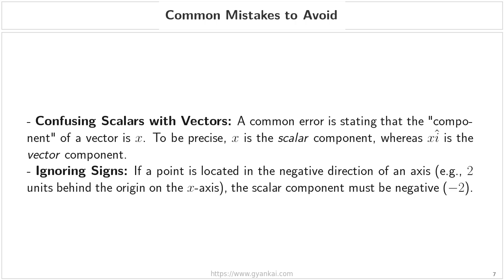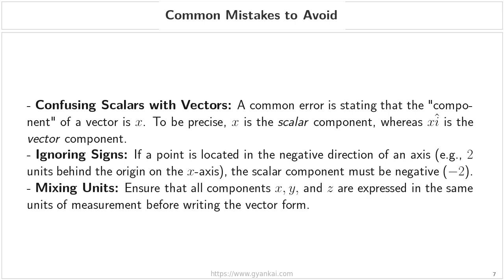Forgetting that negative sign will change the entire direction of your vector, which would lead to a completely different position in space. Finally, a quick practical tip: always check your units. If you are working on a problem where one measurement is in centimeters and another is in meters, you cannot simply plug them into your formula. Ensure that all your components, x, y, and z, are expressed in the same units of measurement before you write out your final vector form.